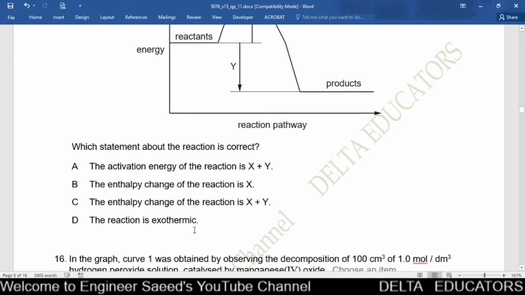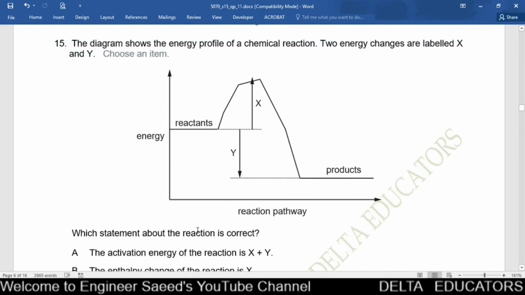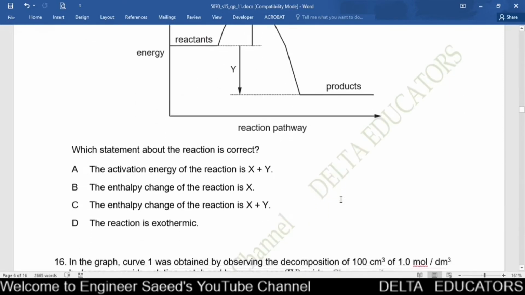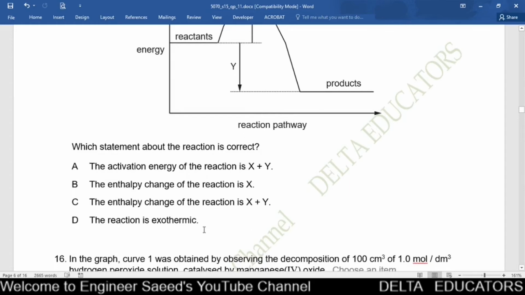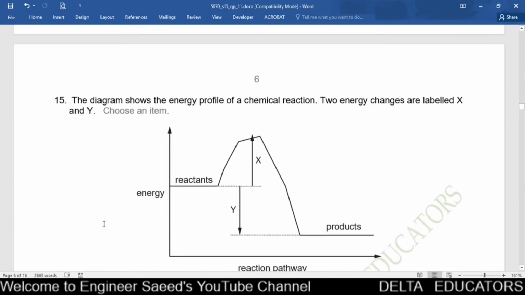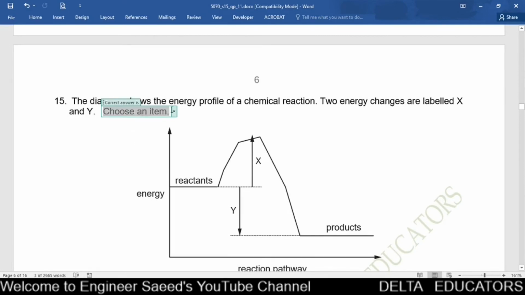Option D: the reaction is exothermic. Yes, it is correct. Here we are looking at the reactant energy is more, whereas in the product energy is less. It means during this reaction energy is released, and the reaction during which energy is released is called an exothermic reaction. So this reaction is an exothermic reaction, that is given in option D. So correct option, option D.